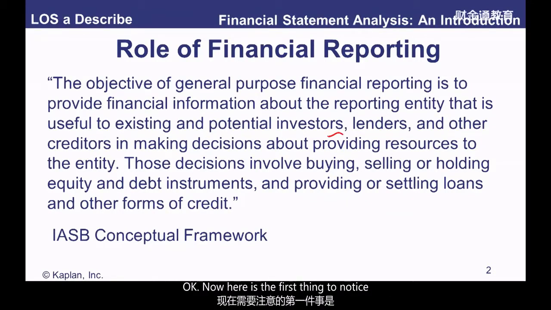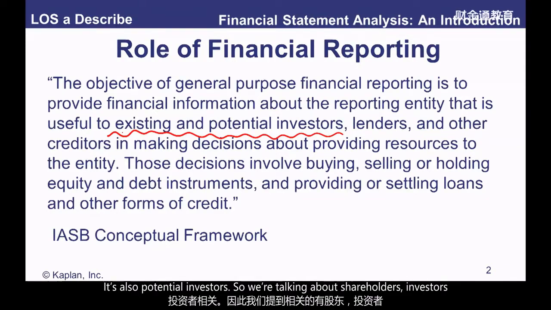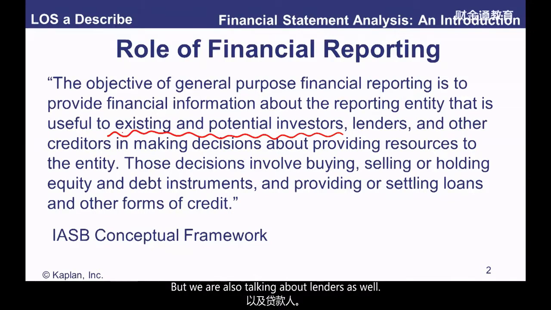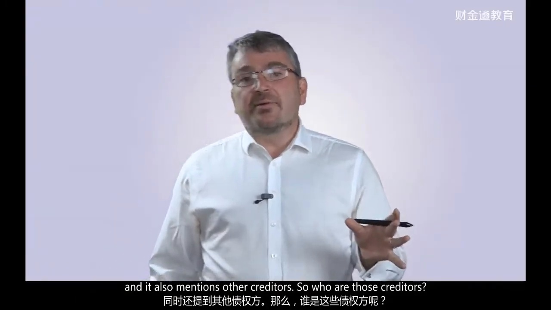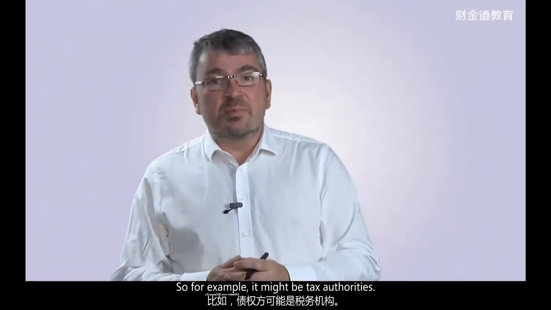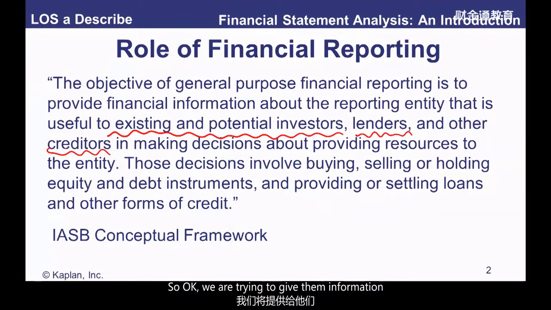Okay, so here's the first thing really to notice. It's not just the current shareholders that this information needs to be relevant to, it's also potential investors. So we're talking about shareholders, investors, but we're also talking about lenders as well. So people that are likely to be giving loans to the company, people that are likely to be buying bonds from the company. And it also mentions other creditors. So who are these other creditors? Well, one example, for instance, might be tax authorities.